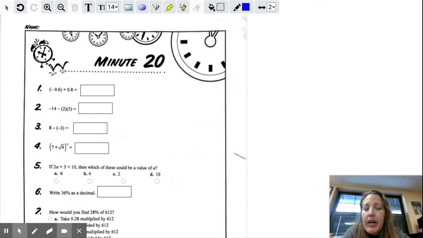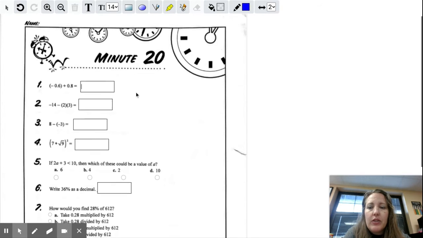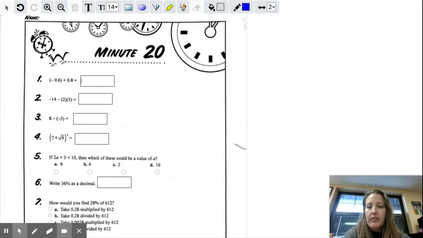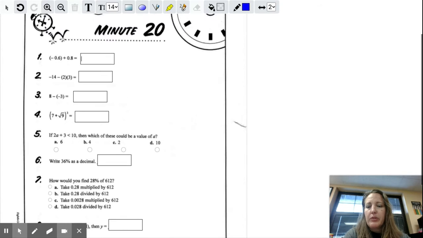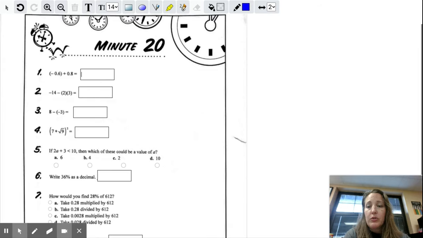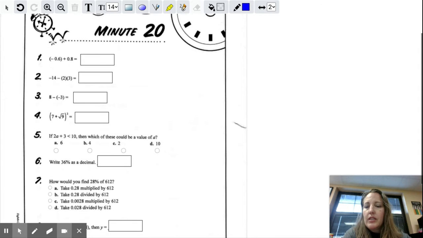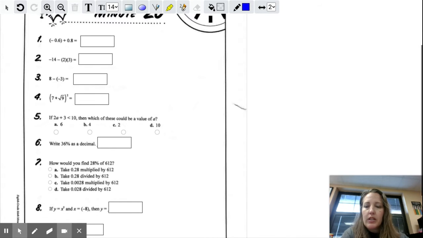Okay, so I am going to look at this math minute for just a second. I'm going to go over some of the problems that seem to be causing people the most grief. So I'm going to scoot down here to number 4. So we've got 7 plus the square root of 9, squared. When you think of your order of operations, you have to do what's in parentheses first.